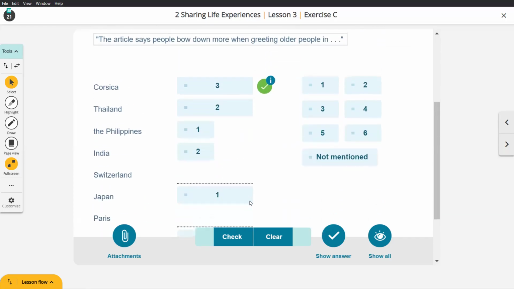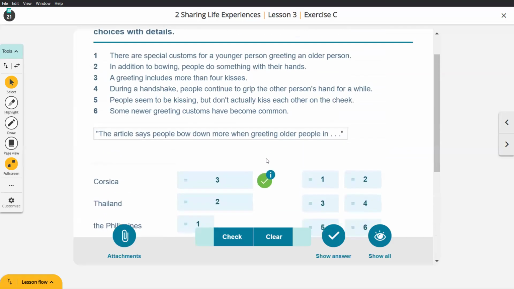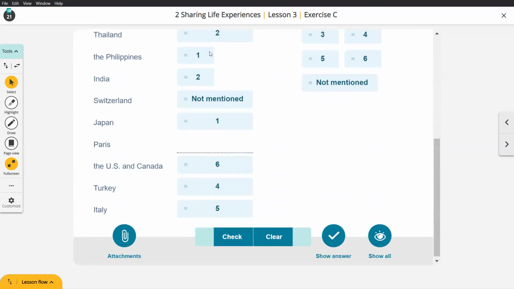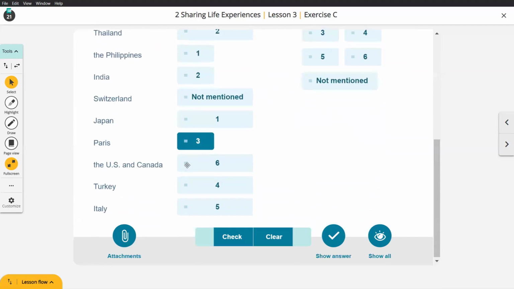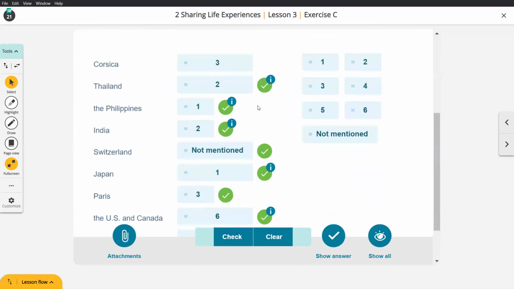Switzerland, mention or no mention? No mention. Okay. And what about Paris? What does it say about Paris? Maybe option three. Okay, so let's see. Yes? Well, this is great.